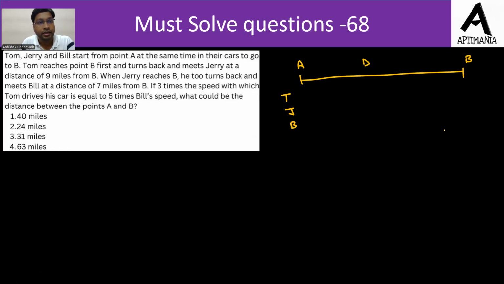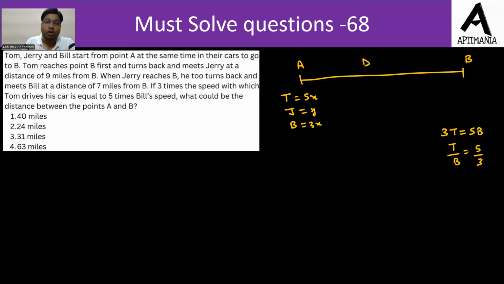Now it is given that 3 times the speed with which Tom drives is equal to 5 times the speed of Bill. So let the speed of Tom be T, that of Jerry be J, and that of Bill be B. So we can say that 3 times T equals 5 times B, or from here we can say that T ratio B comes out to be 5 ratio 3. So if the speed of Tom is, let's say 5x, that of Bill becomes 3x, right? And let the speed of Jerry be, let's say y.